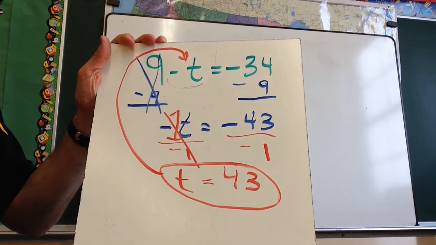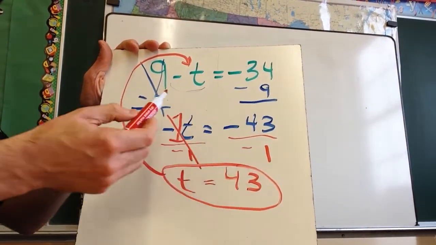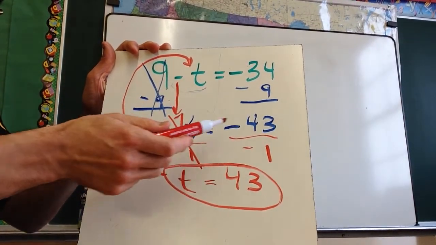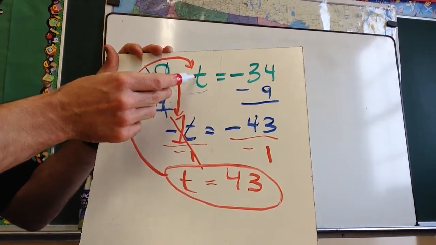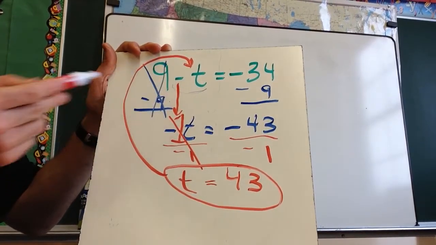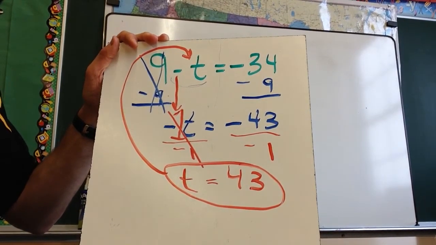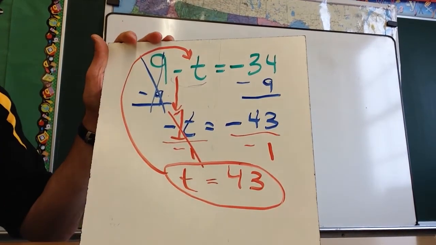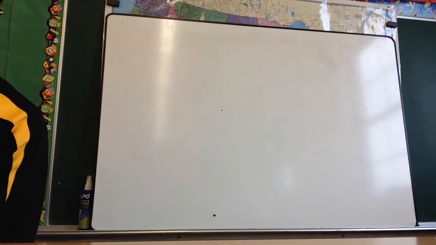And so a lot of people, if you had made a mistake here, whether you just left it at negative 43 or you forgot to bring this negative down, a lot of people that get negative 43, if you were to substitute it back in, you would get 9 minus negative 43, and the double negatives become a positive, so 9 plus 43 is 52, not negative 34. And then you should know at that point that you made a mistake, and you go back and check and see where you think that mistake was.